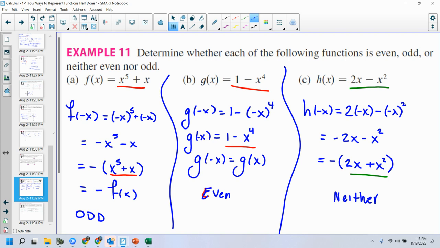So just plug in negative x to test whether it's even or odd. If you get the exact same thing back out again as your original function, then it's even. If you get the exact opposite of the function, then it's odd. If you don't get either, it's neither.